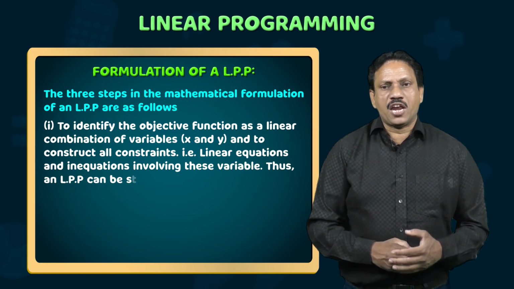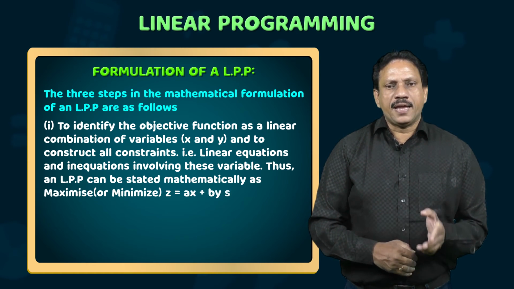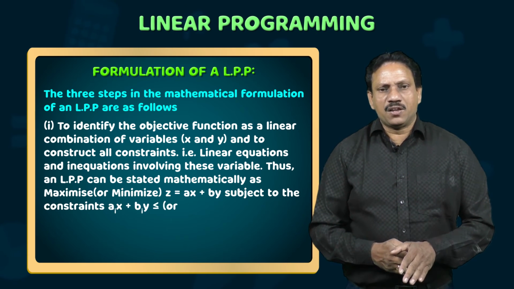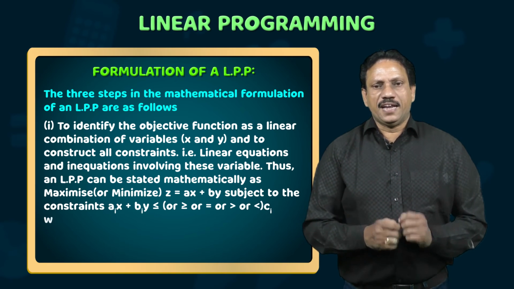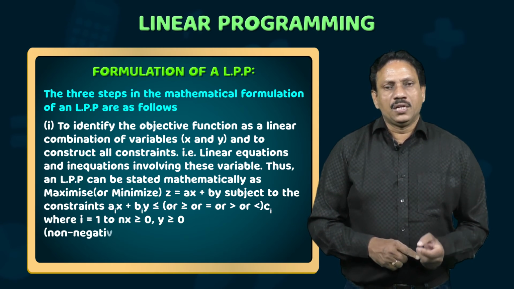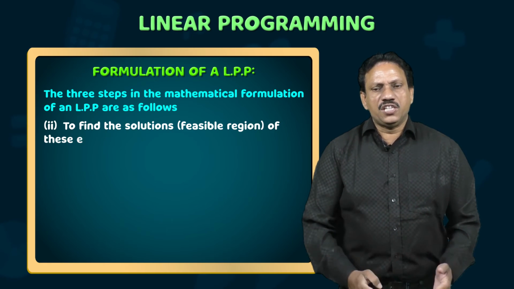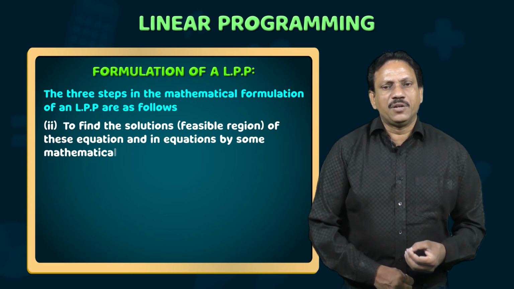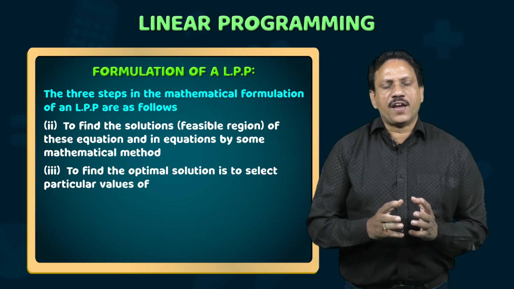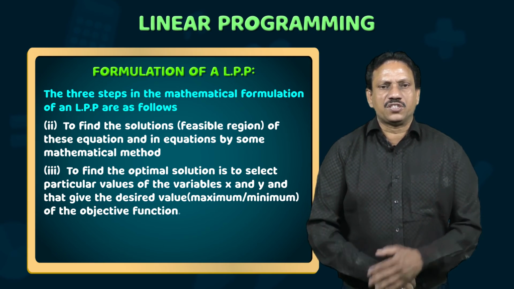Thus, an LPP can be stated mathematically as: maximize or minimize z equal to ax plus by subject to the constraints a_i x plus b_i y less than or equal to, or greater than or equal to, c_i, where i runs from 1 to n, x greater than or equal to 0, y greater than or equal to 0, the non-negative constraints. Number 2: to find the solutions, the feasible region of these equations and inequations, by some mathematical method. Number 3: to find the optimal solution is to select particular values of the variables x and y that give the desired value, maximum or minimum, of the objective function.